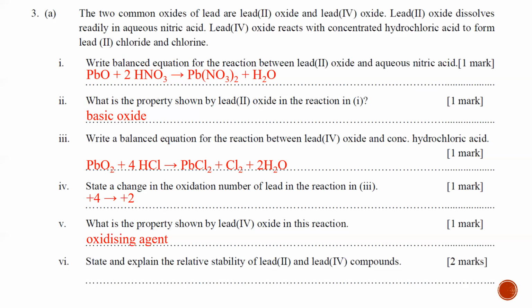And finally, number 4, state and explain the relative stability of lead-2 and lead-4. You state that lead-2 oxide is more stable than lead-4 oxide. Why? Due to the inert pair effect in lead. So you have to explain why the lead-2 ions are more stable than the lead-4 ions. Okay, so that is for number 3. Immediately we go to number 4.